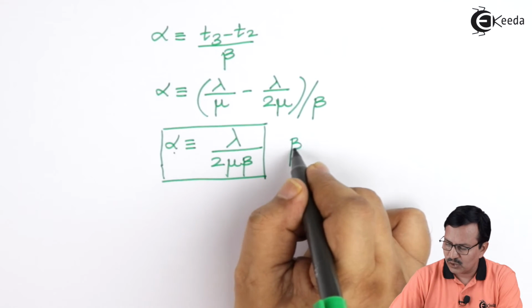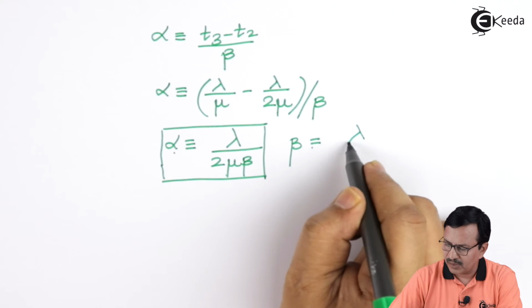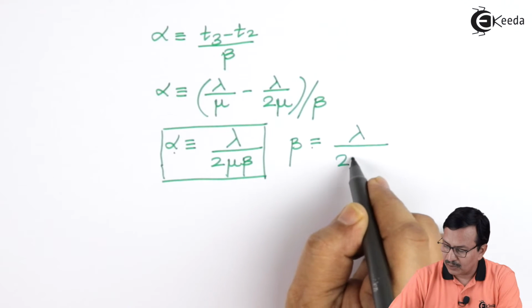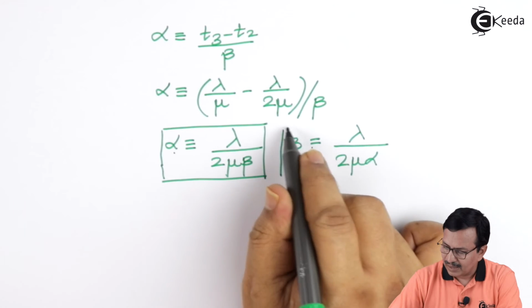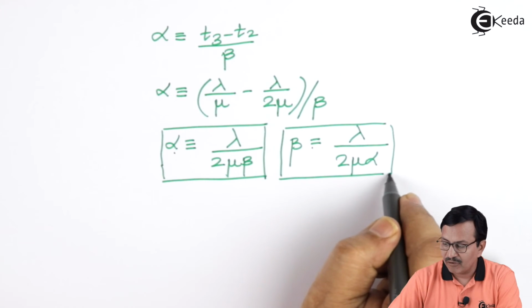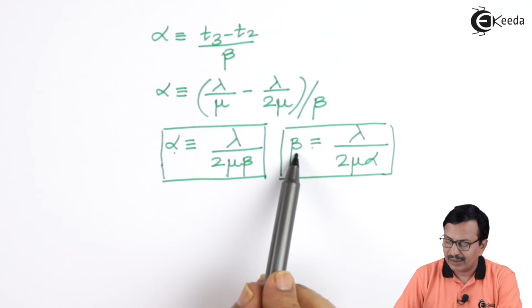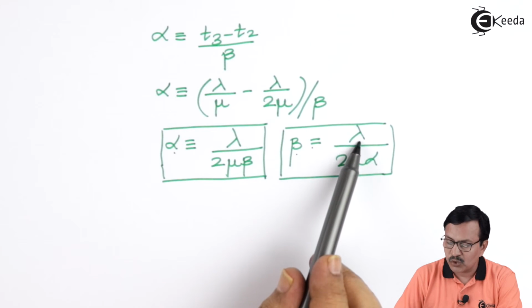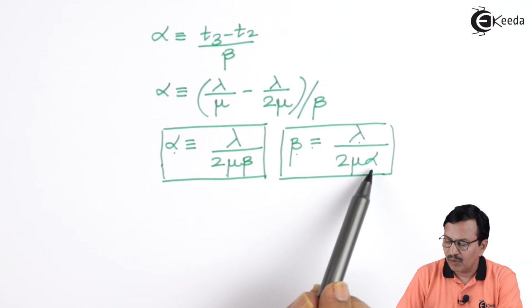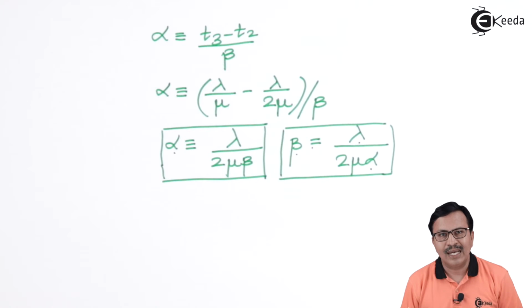But from this you can also find out your beta, which is going to be equal to lambda upon 2 mu into alpha, and this is how you can find out the bandwidth. Normally by optical measurements you can find out the bandwidth, and since you also know the wavelength, you can find out the wedge angle, which is alpha. So here we are completing how to find out the bandwidth.